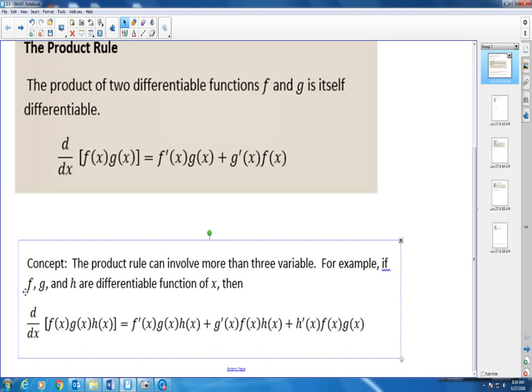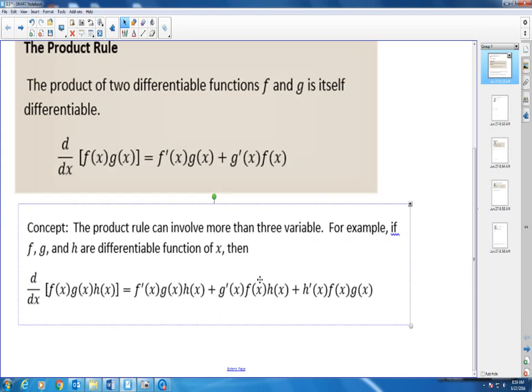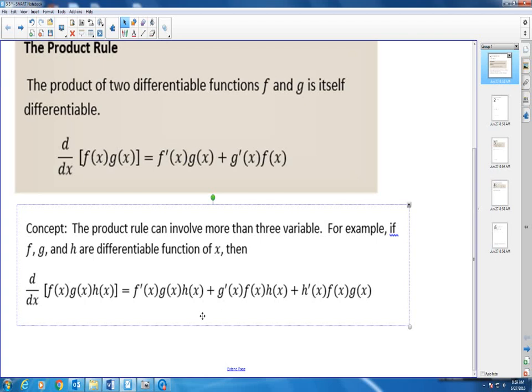If I have three different functions, then I take the derivative of the first times the other two, plus the derivative of the second times the first and the third, plus the derivative of the third times the first and the second. So if I have to deal with more than two functions, we can just extend this rule a little bit further. Now let's try some examples for the product rule.